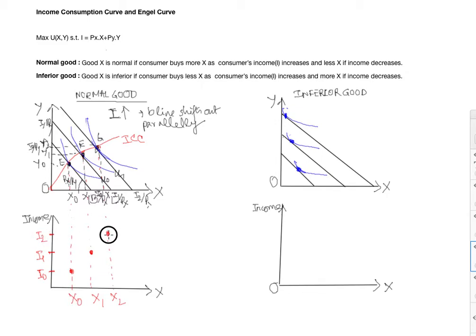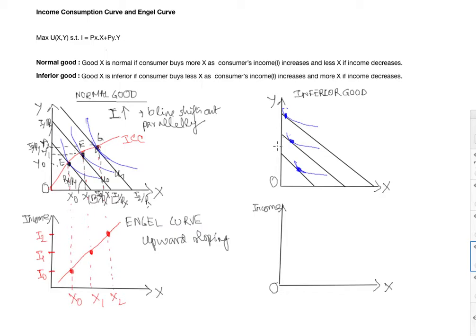These are income and consumption of a particular good, that combination. When you join these points, what you get is known as the Engel curve. So for a normal good, the Engel curve is upward sloping. You can do the same exercise here.